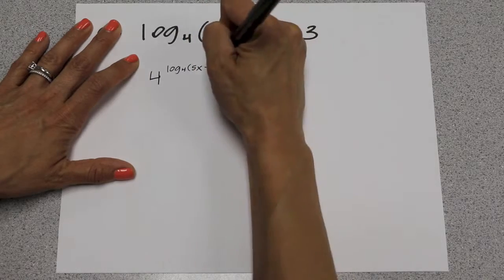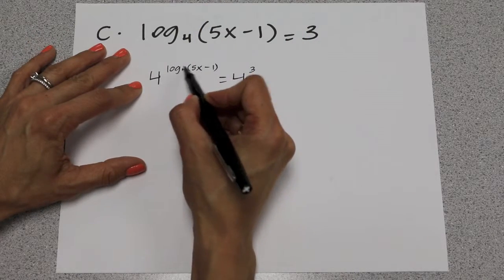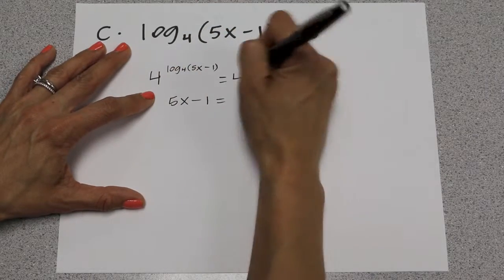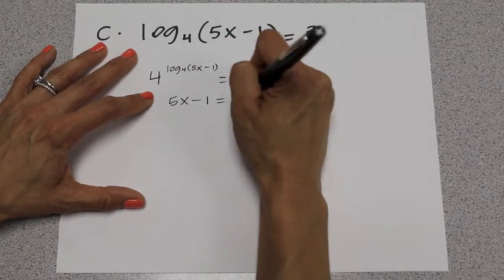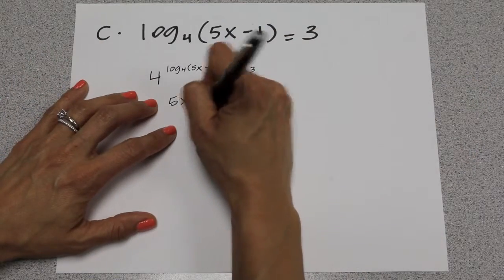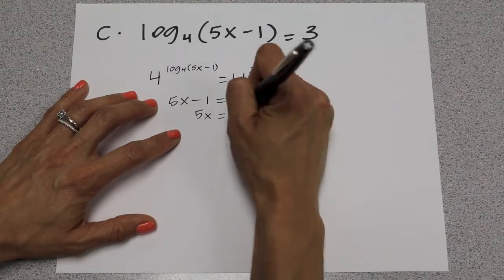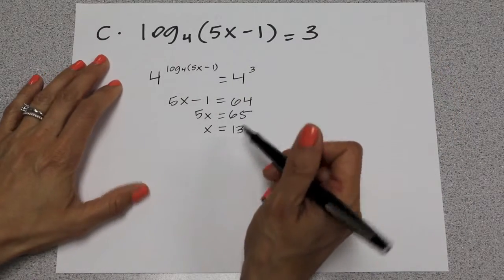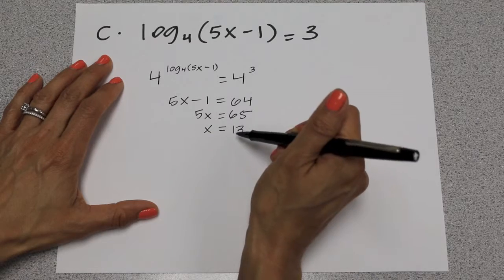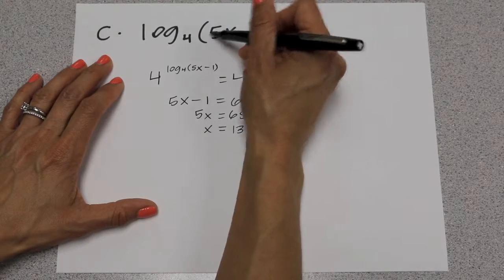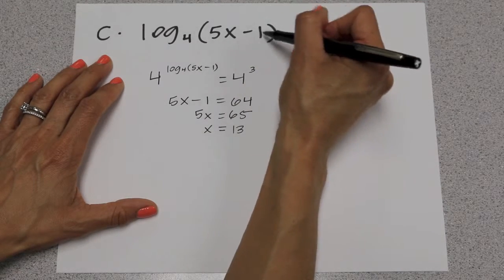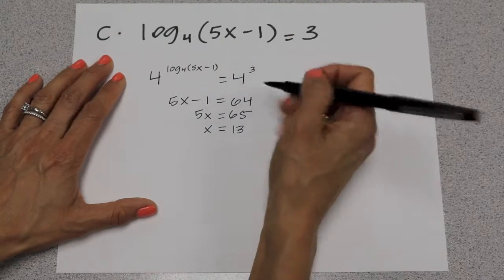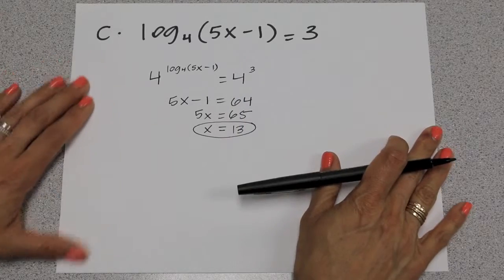Then you get used to it. On the left side, you have 4 to the log base 4. They undo each other, and you get 5x minus 1. Over here, 4 cubed is 64. And finally, you get 5x, add the 1 is 65. So we get 13. And remember, log equations, always just double check the number that you get. Plug it in. 5 times 13 was 65. 65 minus 1 is 64. And 4 to the third power is 64, so it works. x equals 13 is our answer.